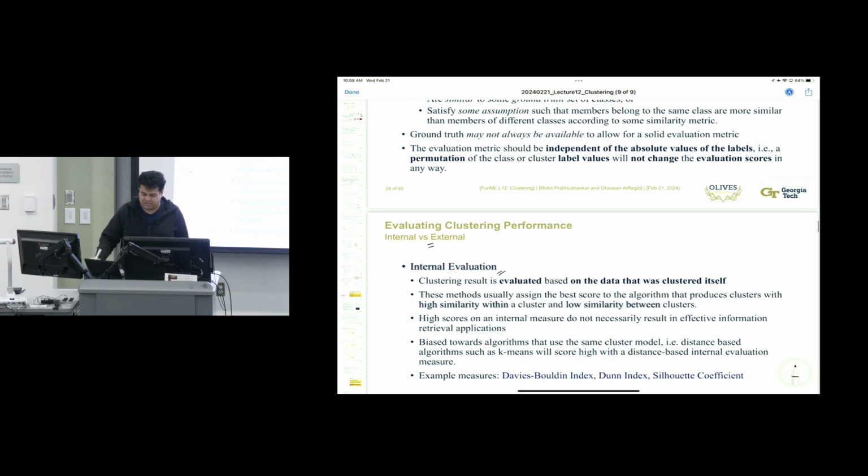The internal evaluation essentially states that the clustering result is evaluated based on the data itself that was clustered. So this is more from the perspective of unsupervised algorithms. This is not telling you that you need access to ground truths at all. Without access to ground truths, you will be able to use these internal evaluation metrics to decide if any of the clustering algorithms is better than the other. These methods usually assign the best score to the algorithm that produces clusters with high similarity within a class and low similarity between classes. So this is essentially what we want.